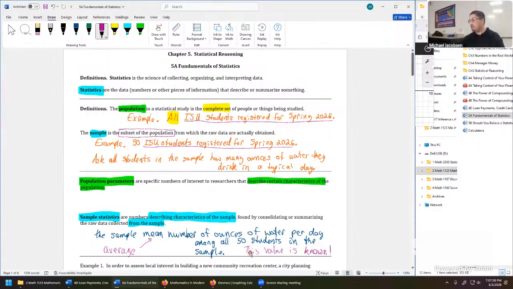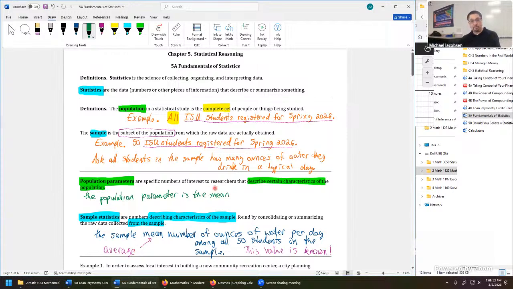We know this number. But you know what we don't know is the parameter, because there's well over 10,000 students registered for ISU in spring 2026. We don't have the resources to ask every student and get a response how much water they drink on a typical day. So that's the unknown. The population parameter is the mean. Again, when we say the word mean, what we are saying is just ordinary average.